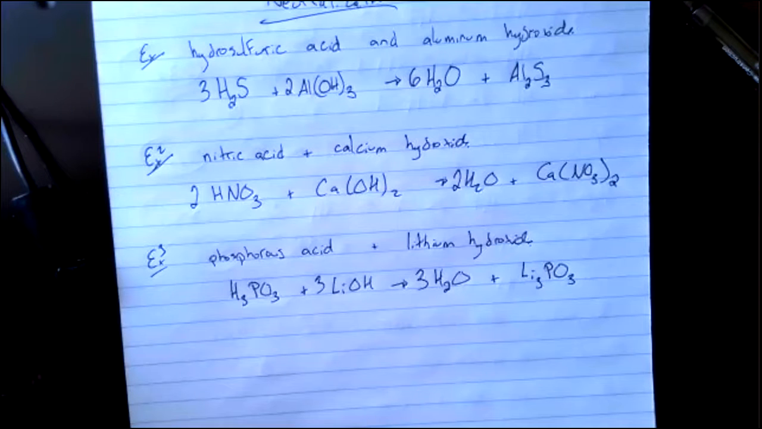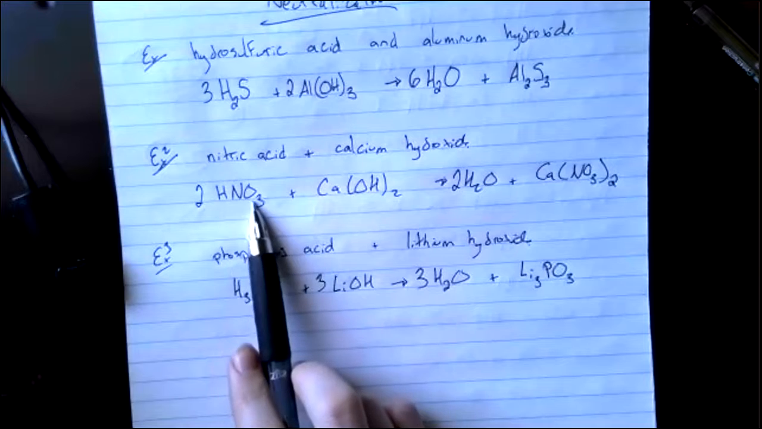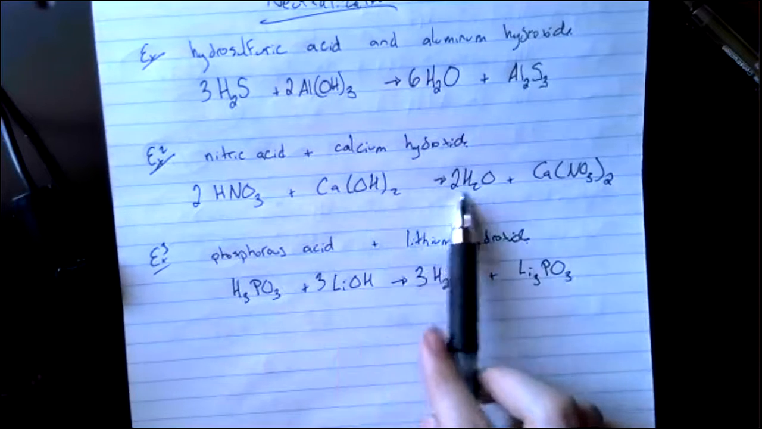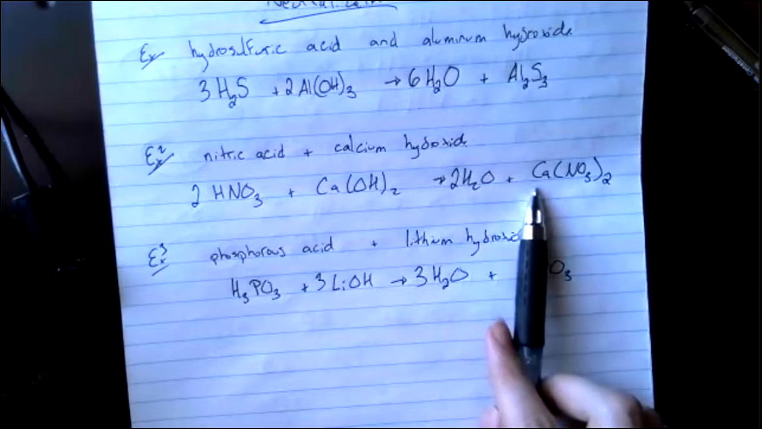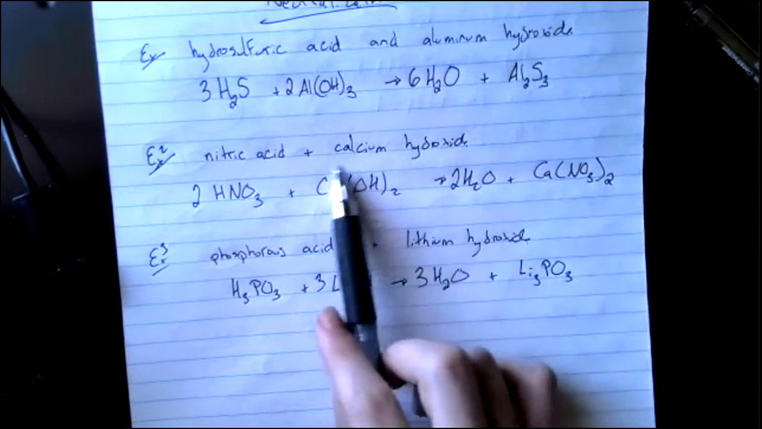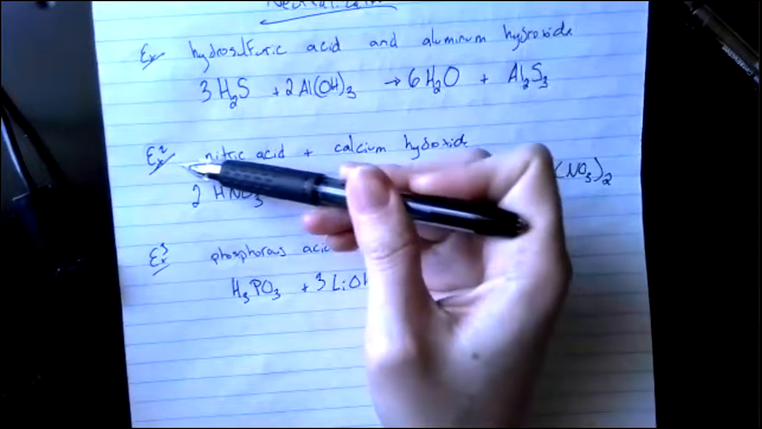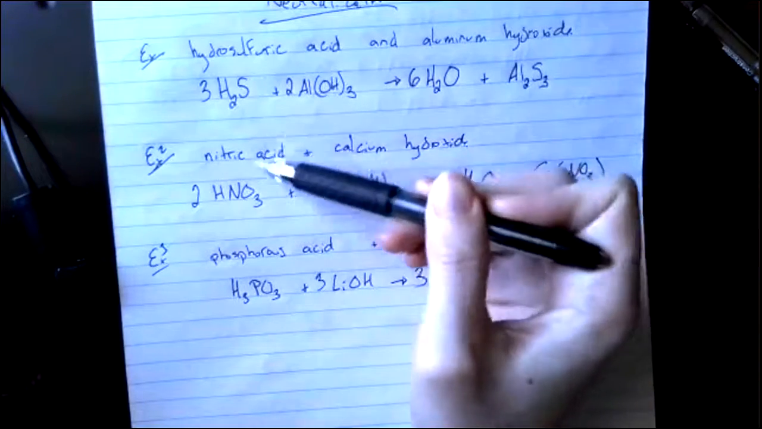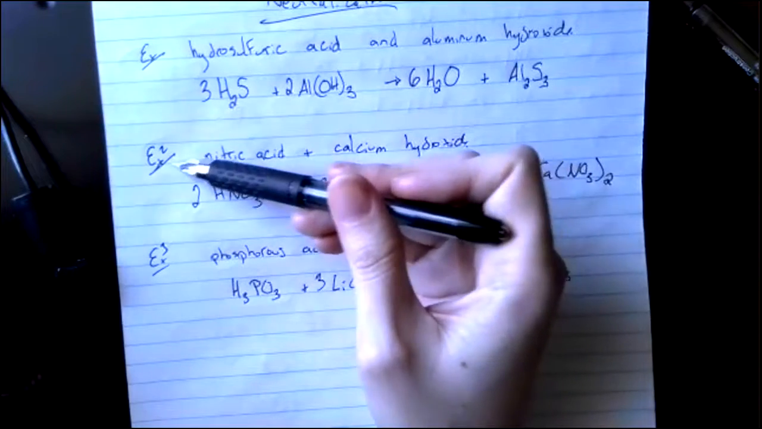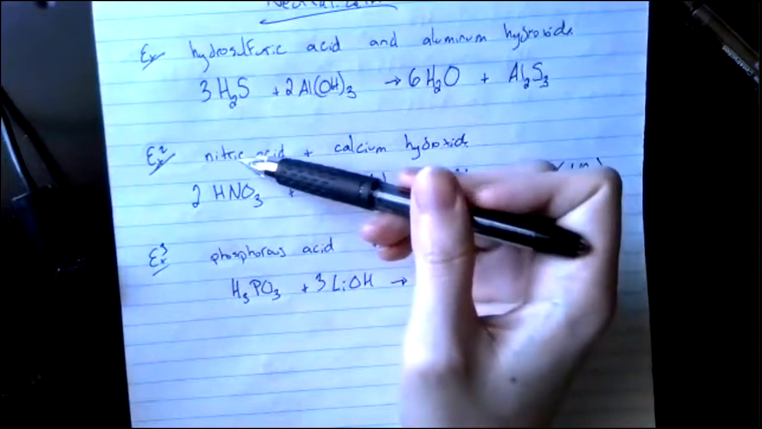Okay, so these are the correct answers. So you should have 2HNO3 plus Ca(OH)2 becomes 2H2O plus Ca(NO3)2. So nitric acid, because there is no hydro on the front of it, and yet it is a traditional name because it's got the word acid at the back. Because of that lack of the word hydro, I know that it is polyatomic.